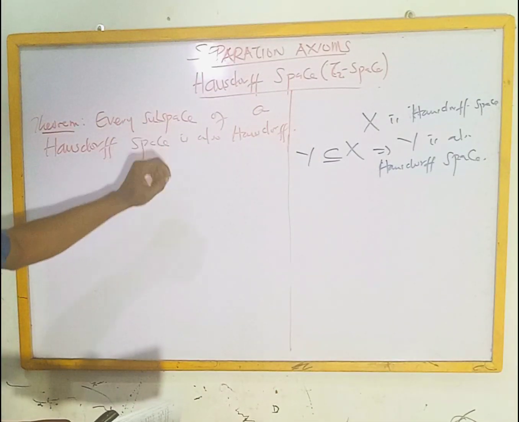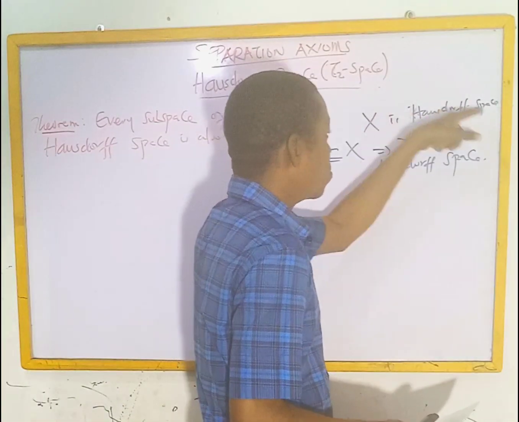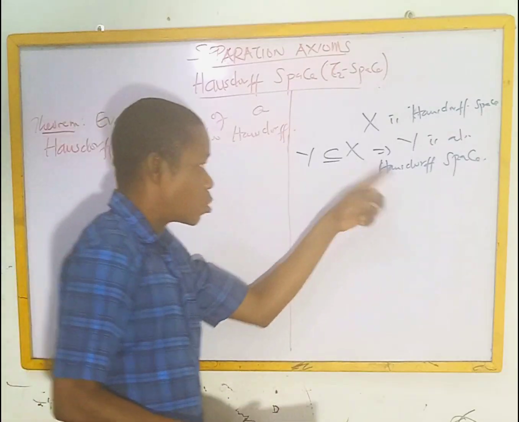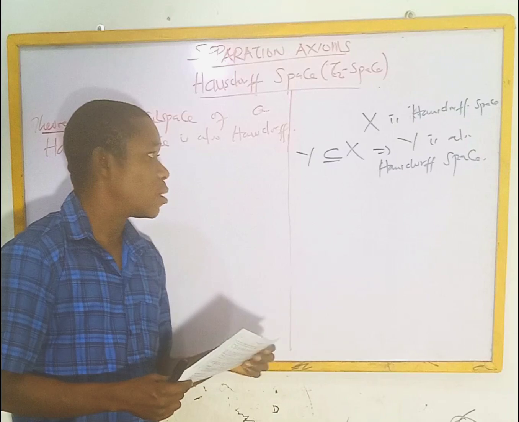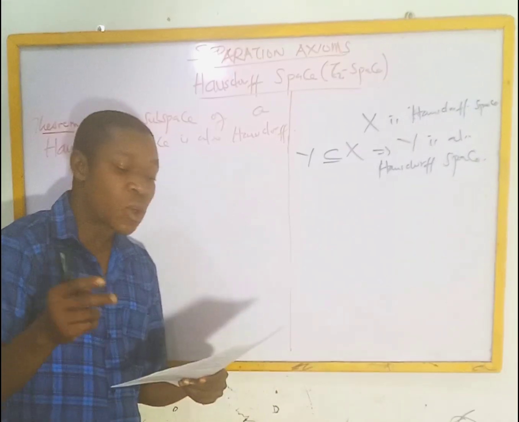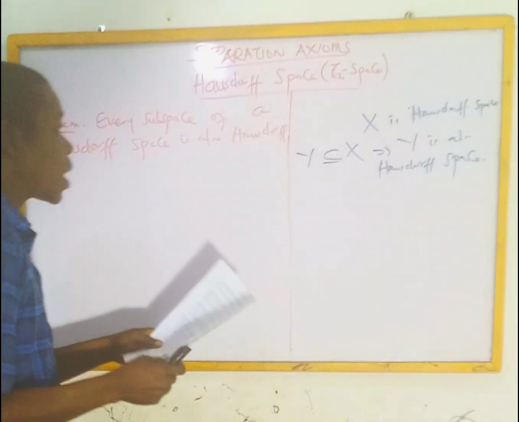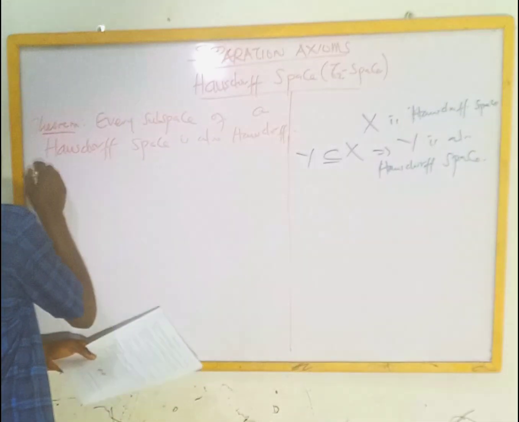This theorem is telling us that if you have a subspace of X, and that X is a Hausdorff space, then definitely the subspace of that X must also be a Hausdorff space. So that is what this result is trying to tell us. Now, what does it mean? How do we prove it now? Look at it, because of the Hausdorff space.